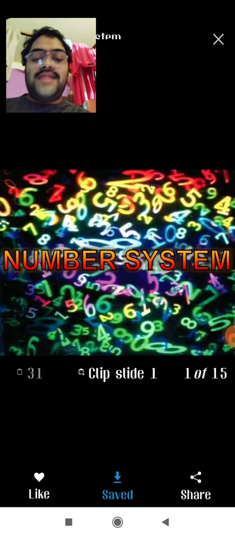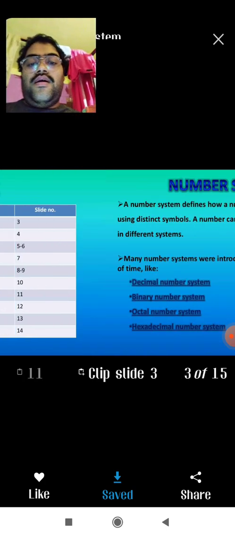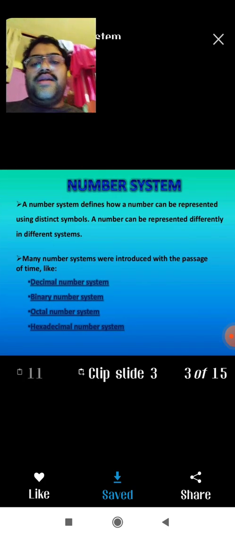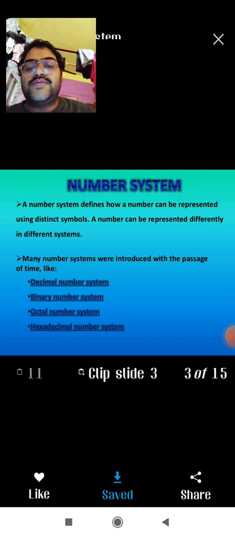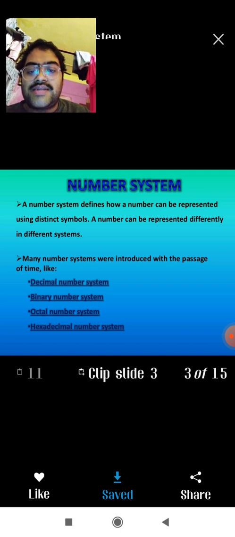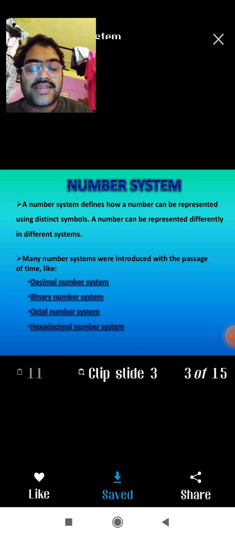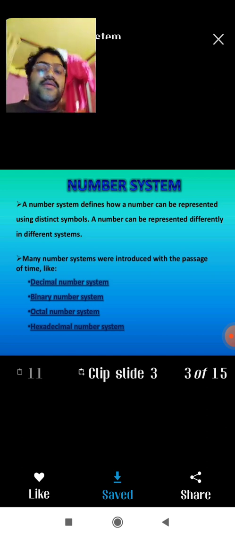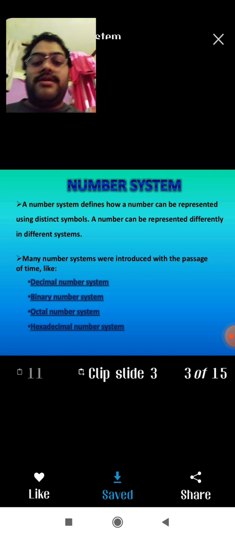See, this is a slide of a number system. Here it is written: number system simply defines how a number can be represented using distinct symbols. There are certain number systems. These are decimal, binary number system, octal number system, and hexadecimal number system. First, let me discuss some different types of numbers.